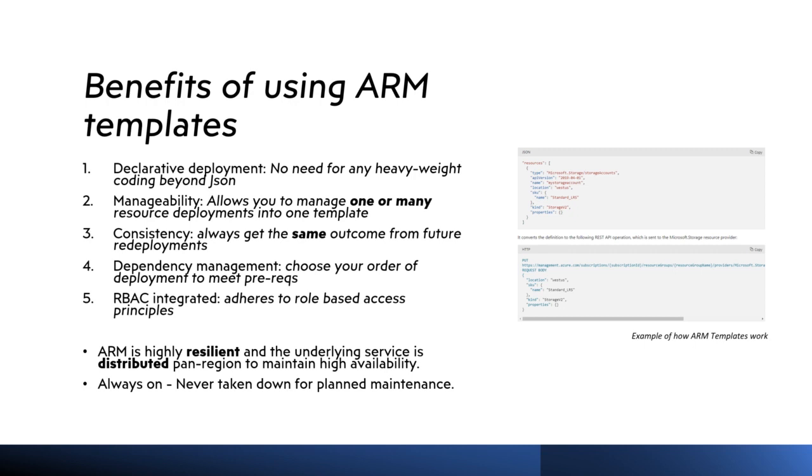And finally, ARM templates come with RBAC, or role-based access control, integrated within. ARM adheres to your RBAC policies that are defined. ARM is also highly resilient, with services distributed across multiple regions and availability zones, and are never taken down for planned maintenance, so they are a consistent way to ensure your deployments go through.